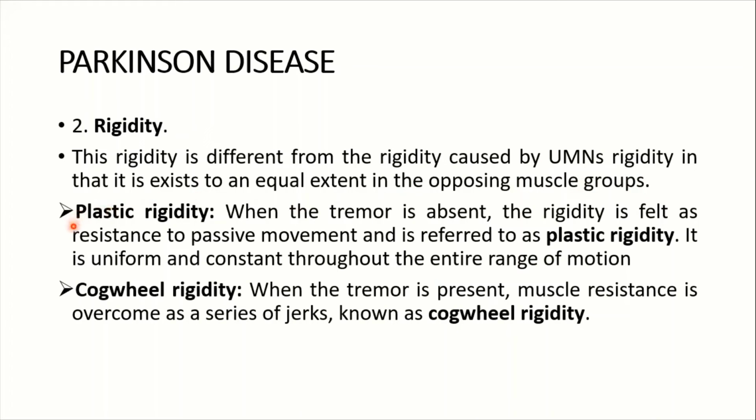So there are two types of rigidity. Plastic rigidity: when the tremor is absent, the rigidity is felt as a resistance to passive movement and is referred to as plastic rigidity. It is uniform and constant throughout the entire range of motion. Whereas cogwheel rigidity: when the tremor is present, muscle resistance is overcome as a series of jerks, known as cogwheel rigidity. So two types of rigidity are present in Parkinson's disease, plastic and cogwheel rigidity.